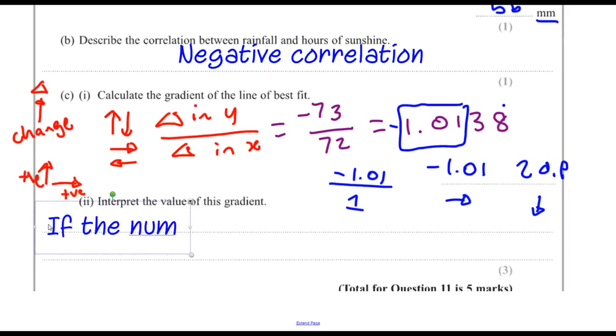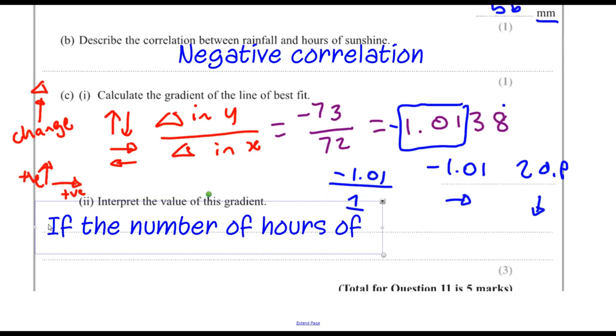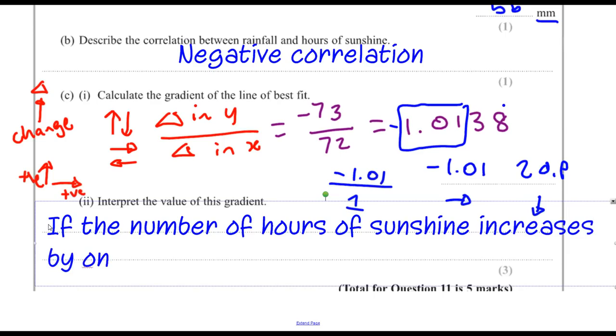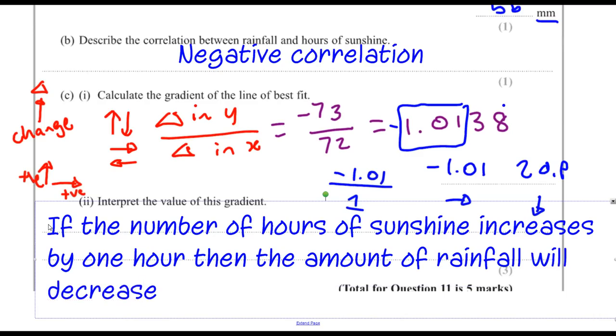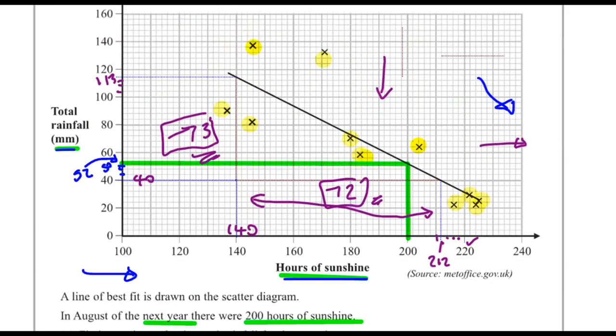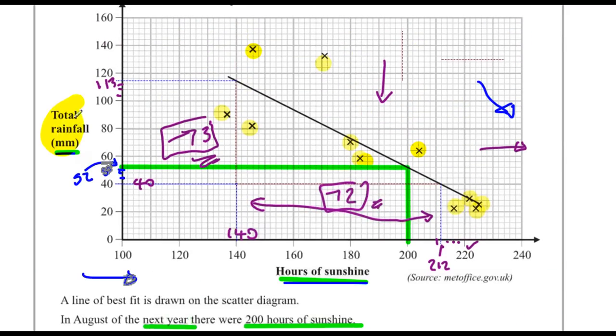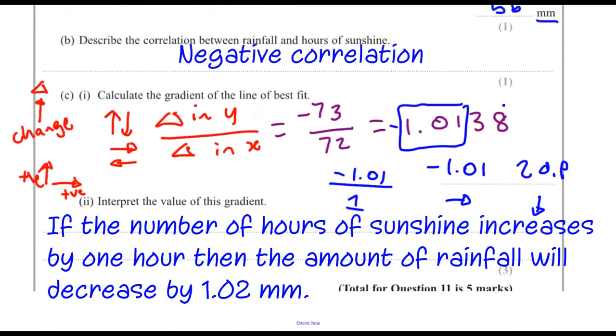If the number of hours of sunshine increases by 1 hour, then the amount of rainfall, because it's a negative going down, will decrease by 1.02 millimeters. Okay, and that's interpreted, which means we've related it to the actual question of what's going on with the rainfall and the hours of sunshine. Remember, hours of sunshine going across, rainfall going down, negative correlation. Okay.